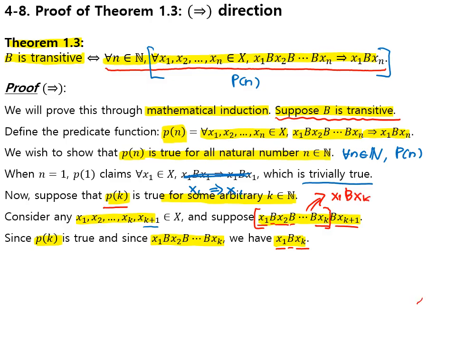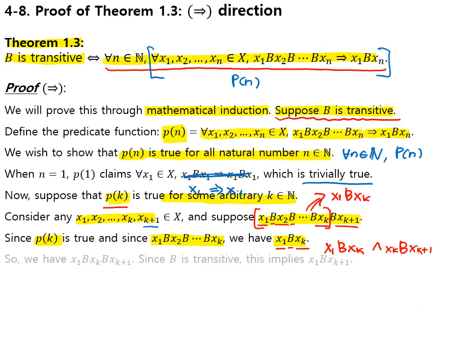So what we now have here is that x1 is related to xk by B, and we also have xk related to xk plus 1, okay? We have something like this. But since we're assuming that the binary relation B is transitive, this implies that x1 is related to xk plus 1 by binary relation B. Okay? And that's basically what we wanted to show. Okay?